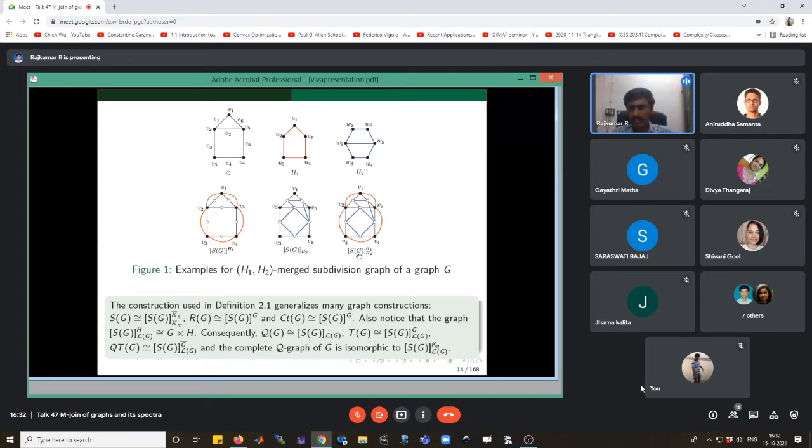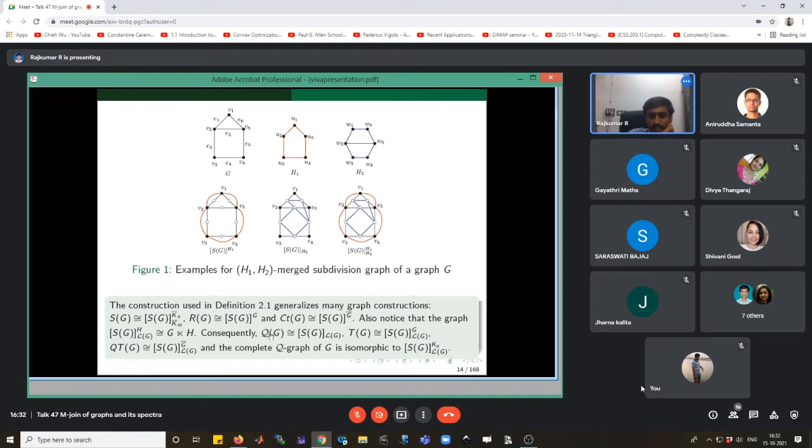So this is the H1, H2 merged subdivision graph of the graph. The complete structure is given. Here we merge both H1 and H2 with the subdivision graph. So this is the construction of this graph structure.